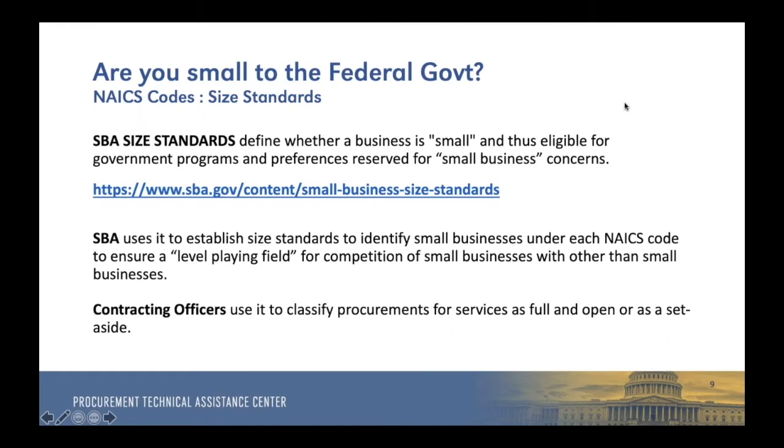So again, the size standards, you can go to this link and find them sorted by NAICS code. So you can find the NAICS codes that you've defined for your business, and then that'll show you whether or not you are a small business. And once you find out if you are a small business, you can begin to use that in your marketing and as you're bidding on contracts. So contracting officers use these size standards to classify procurements for services as full and open or as a set aside.